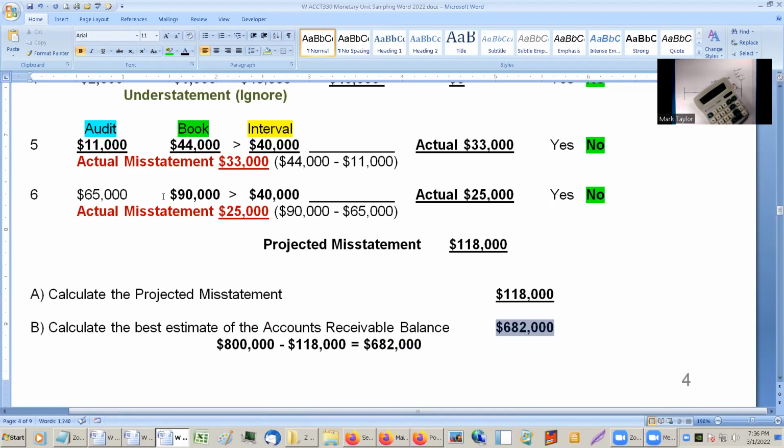So this would be our estimate of the accounts receivable. And this would be our best estimate of what it would be. So this is actually the best estimate. It might be off by more than that, but this is the best estimate as far as what we think it could be.